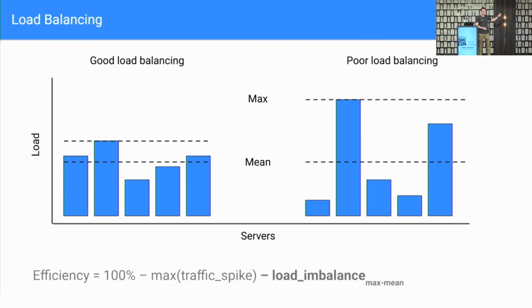So that gap between the max and the mean, that is inefficiency. And the closer you can pull those two together, so the better your load balancing can be, the more efficient your service is going to be. So this is another factor in our formula. We can add it down at the bottom. Our efficiency is now, we also have to provision headroom to account for this load imbalance.